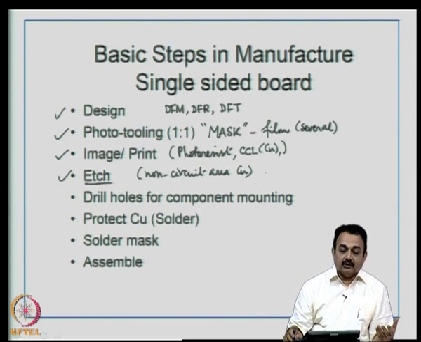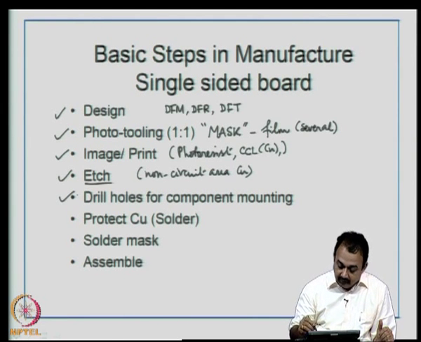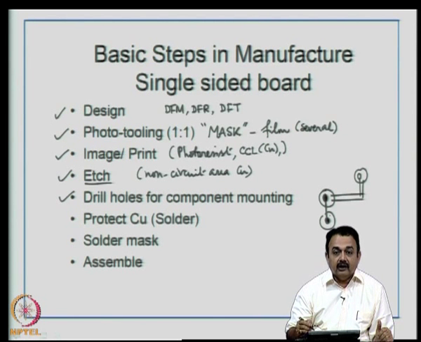Etching is a very general process. You can etch stainless steel using a specific etchant. In this case copper, we use specific etchants. We can also etch plastics by using certain chemicals. Now, after that you drill holes for component mounting. That means, in the circuit you have the pads generated, then you have the tracks. Now, assume that there is a component to be mounted in this location. So, you drill a hole here, you drill a hole here, and that is suitable for PCB component mounting.